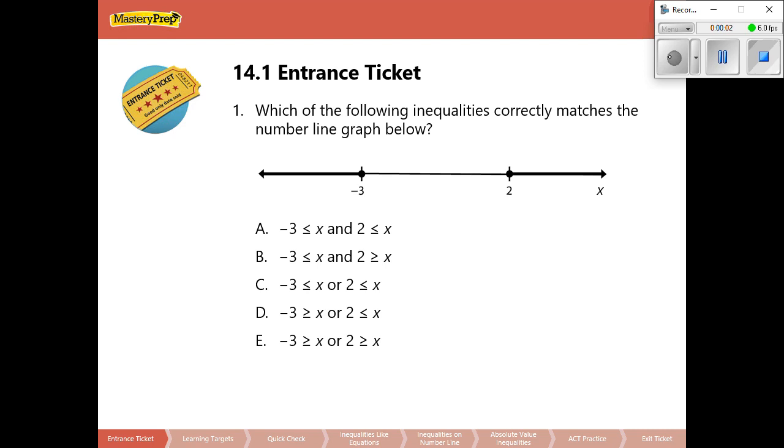Now this is the first one of the interest tickets we'll look at here. We're looking at which of the following inequalities correctly matches the number line graphs below. So we have this here, yes? We have two different lines that are being graphed, and they're going in opposite directions, yes?